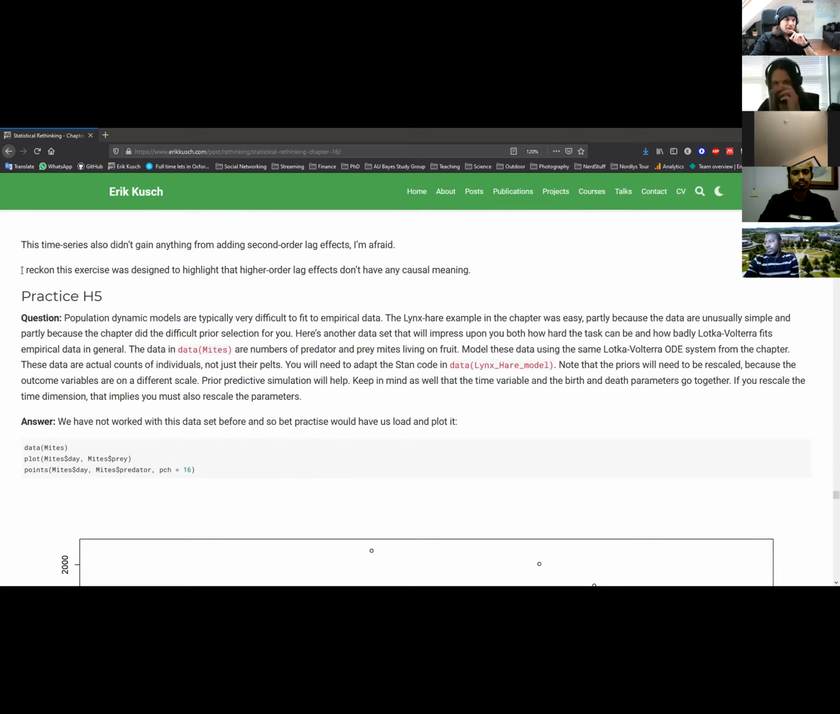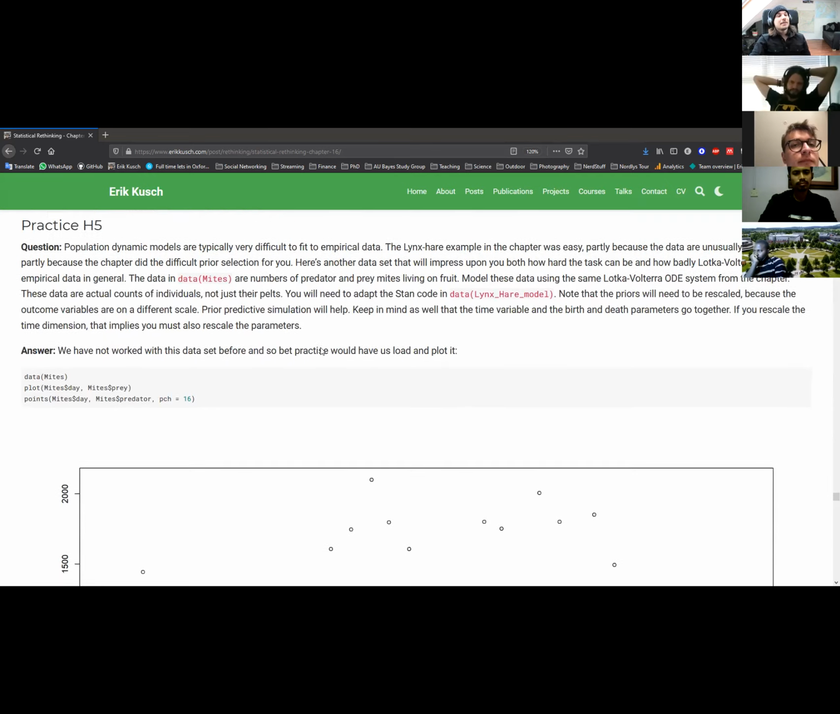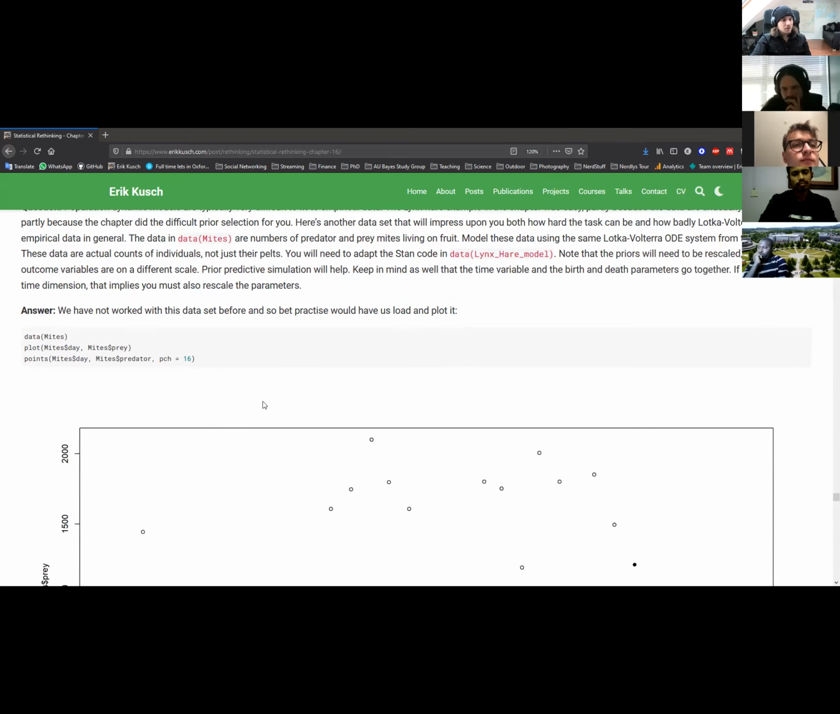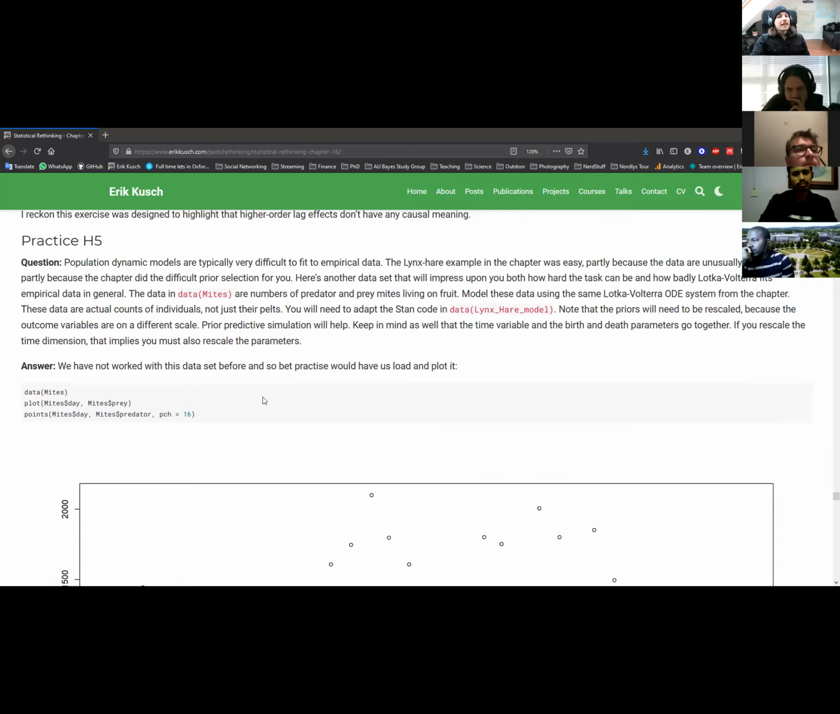So I also wrote down in my blog post that I reckon this exercise was just designed to highlight that higher order lags are a bit shaky and logistic Volterra stuff doesn't always work, at least base logistic Volterra without any additions to it. And this comes in more and more importantly in the last exercise, where we basically do exactly what we've done for the lynx hare model, just this time for mites. Because this is a strictly lab experiment where we could count everything correctly, we don't have any measurement error, so we don't need to account for that, which makes the model a tiny bit easier.